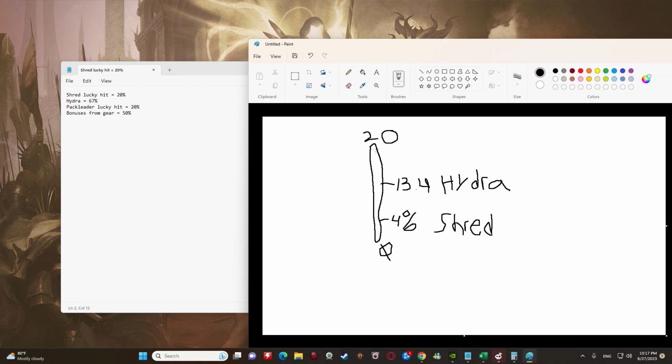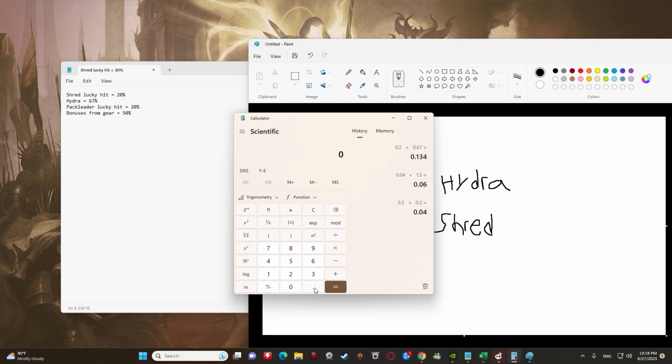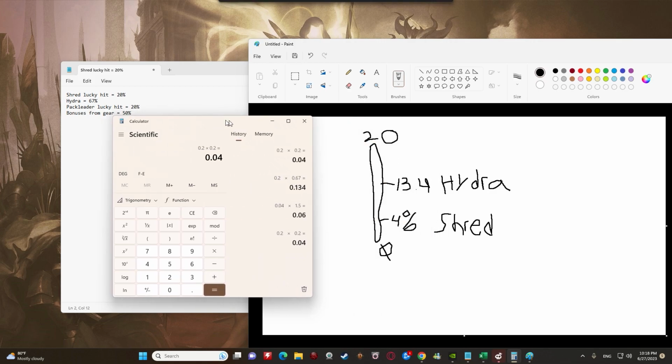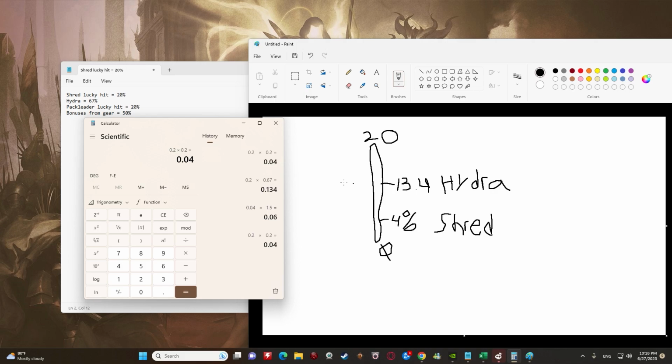We have 0 to 20, right? This is our range, right? Notice how I have Shred and Hydra here. What the ability does is it's telling us where we are starting inside of this range, okay? So Shred, for example, has a 20% lucky hit coefficient. So if we're calculating what our actual percentage is, it would look something like this: 0.2, which is the Shred coefficient, times 0.2, which is the Pack Leader lucky hit, which would be 4%. So we are starting in this range of 0 to 20 at 4%.